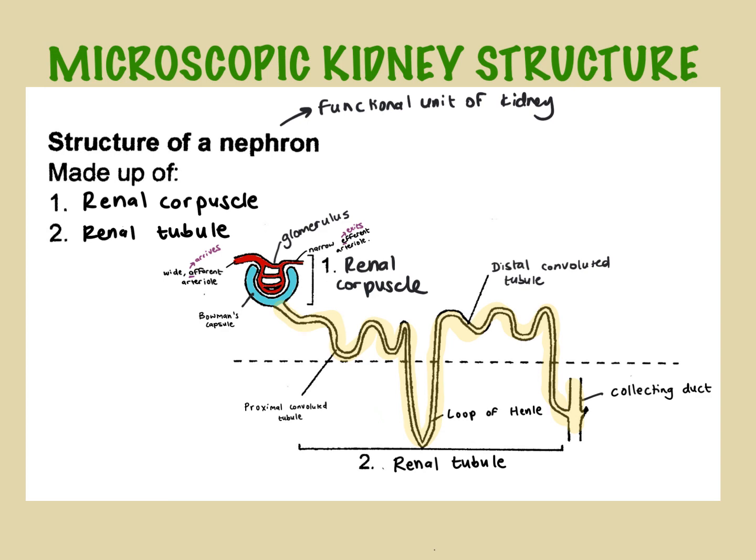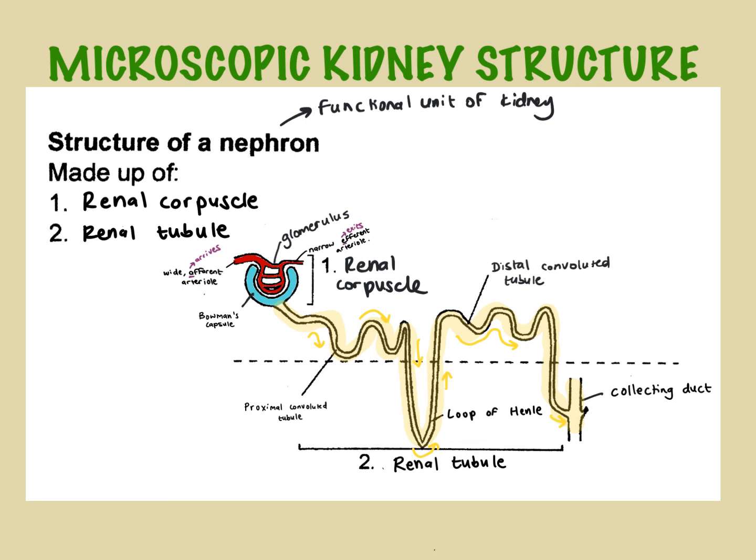So the direction of flow in this structure is always going to be going this way, and then it'll be there, and down the loop of Henle in the descending limb, turn at the hairpin bend, up through the ascending limb, through the distal convoluted tubule, and eventually into the collecting duct and into the renal pelvis, into the ureter, and into the bladder.